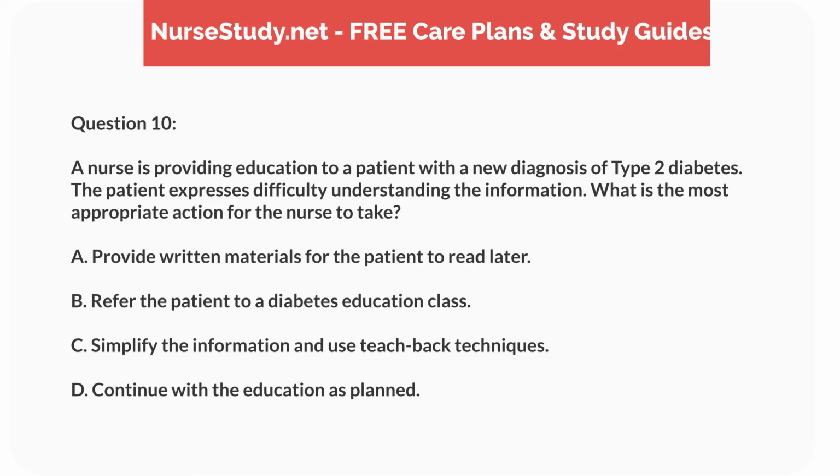Question 10. A nurse is providing education to a patient with a new diagnosis of type 2 diabetes. The patient expresses difficulty understanding the information. What is the most appropriate action for the nurse to take? A. Provide written materials for the patient to read later. B. Refer the patient to a diabetes education class. C. Simplify the information and use teach-back techniques. D. Continue with the education as planned.